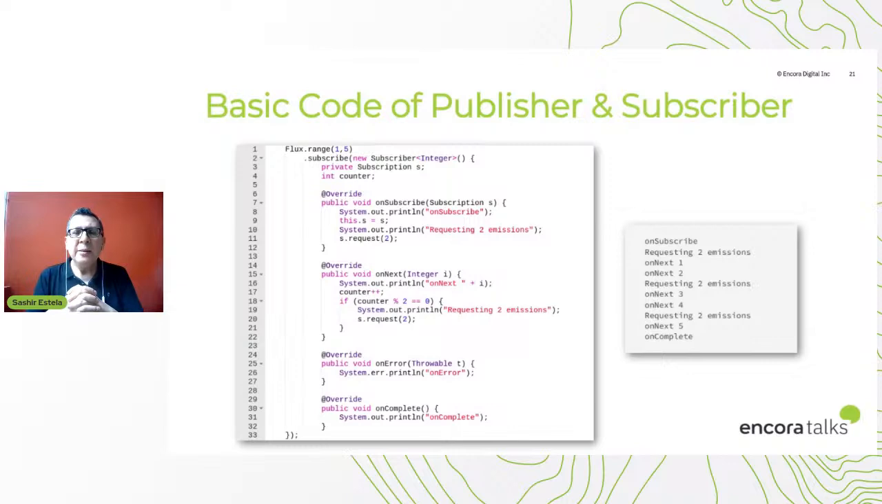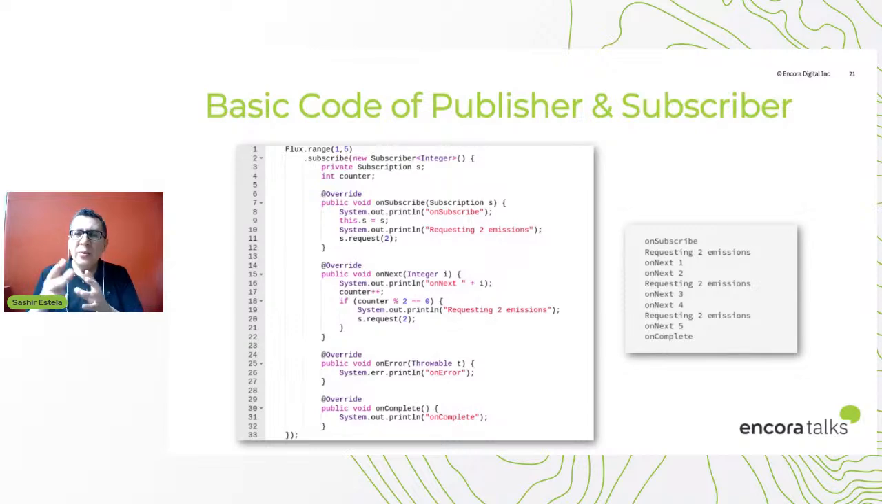Okay, so every time that the publisher is detecting change in its data flow, in the data stream, the publisher is going to call the on next method, sending the item that he needs to communicate to the subscriber.